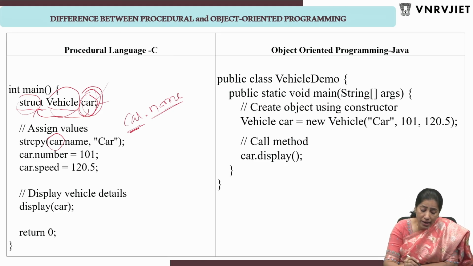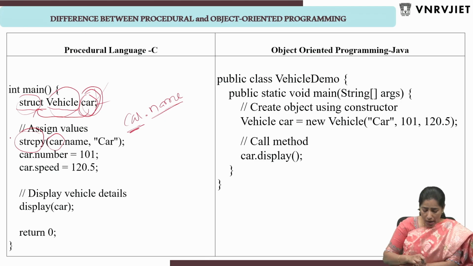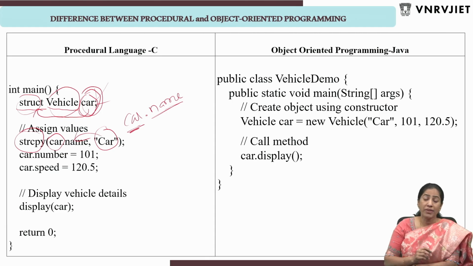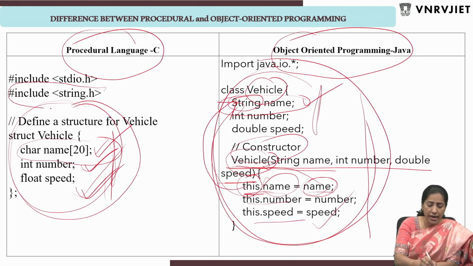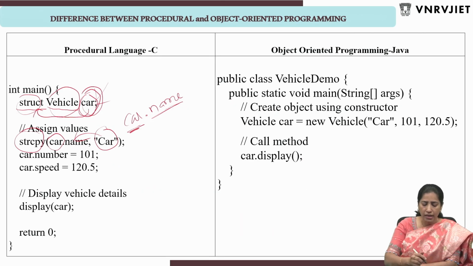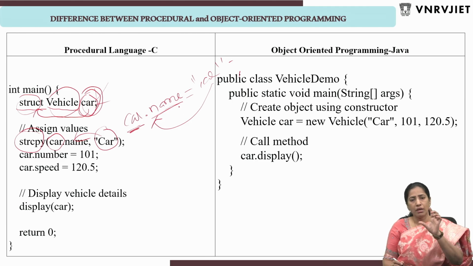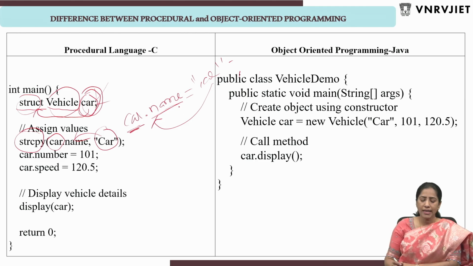Using this car, what am I doing? Car dot name. What am I giving? I am using strcpy, the string copy method, to copy the string into this variable. There are two parameters that we have in a string copy method. This is a predefined method, already defined by the compiler. That's why here I have used the header file string.h, because this is a predefined method. Am I writing how to assign car into this name? Am I writing that code here? No, I'm not writing that code here.